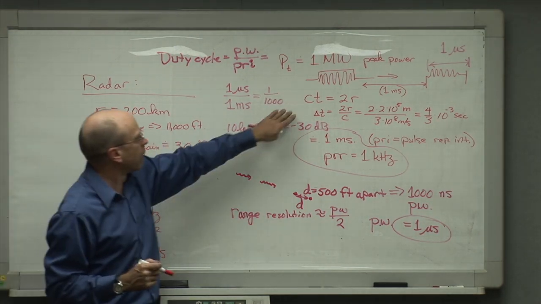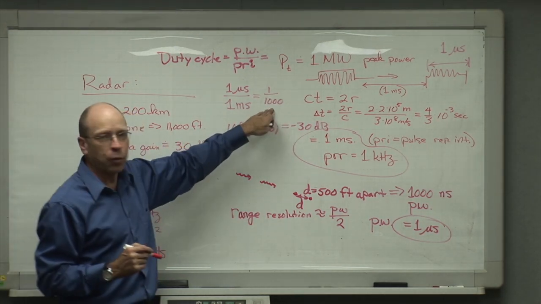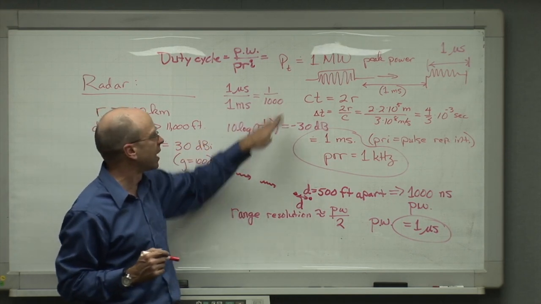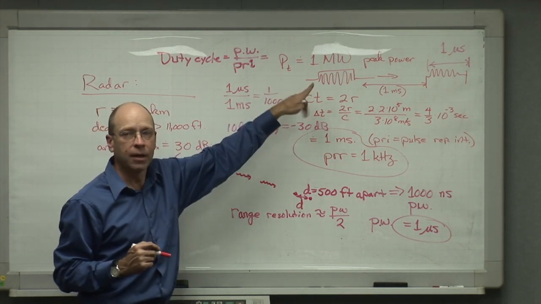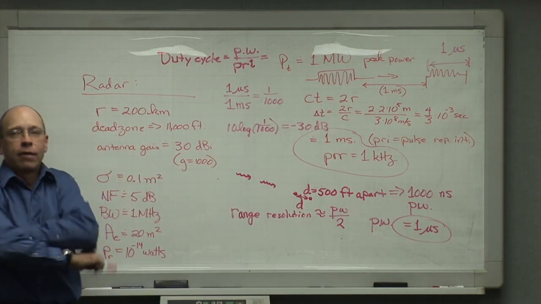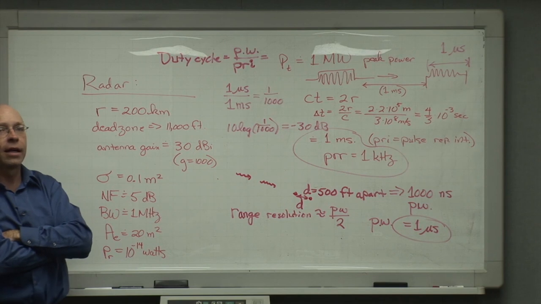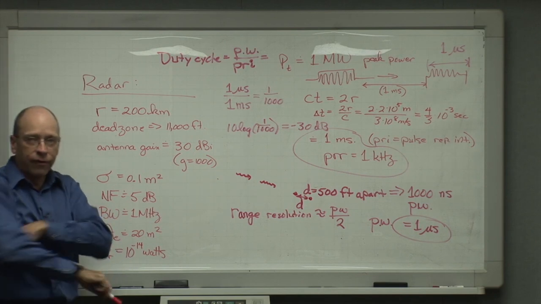And this is why the radar, now we see, operates 99.9% of the time in a passive mode listening, and only 0.1% of the time in a high power mode firing out pulses. It fires a microsecond pulse out, and then waits 1,000 times longer for echoes, and at the end of that time, basically, we fire another pulse.